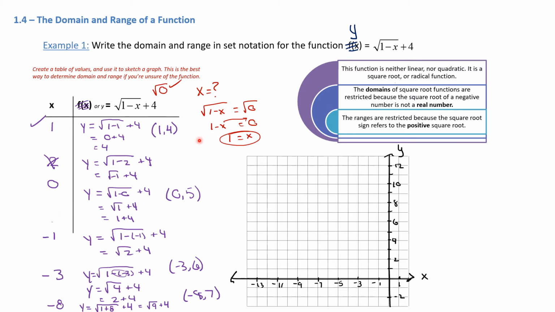Let's get our vertex on there. 1, 4. There's my vertex. It's just on the edge because I don't need more numbers further to the right from that. So I just put my axes there. Now 0, 5, and -3, 6, and -8, 7.